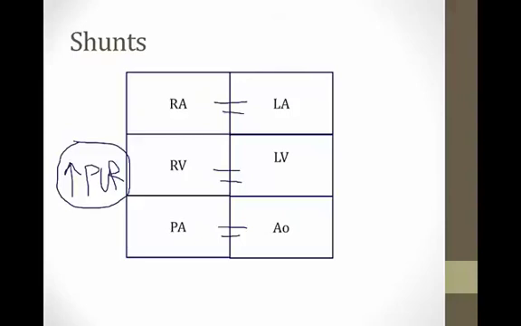When the pressures on the right side of the heart and in the lungs get high enough, these shunts will reverse. So instead of flowing from left to right, many years after one of these shunts is present, you will get flow from right to left. So for example, from the right atrium to the left atrium across an ASD, or from the RV to the LV across a VSD, or from the PA to the aorta across a PDA.